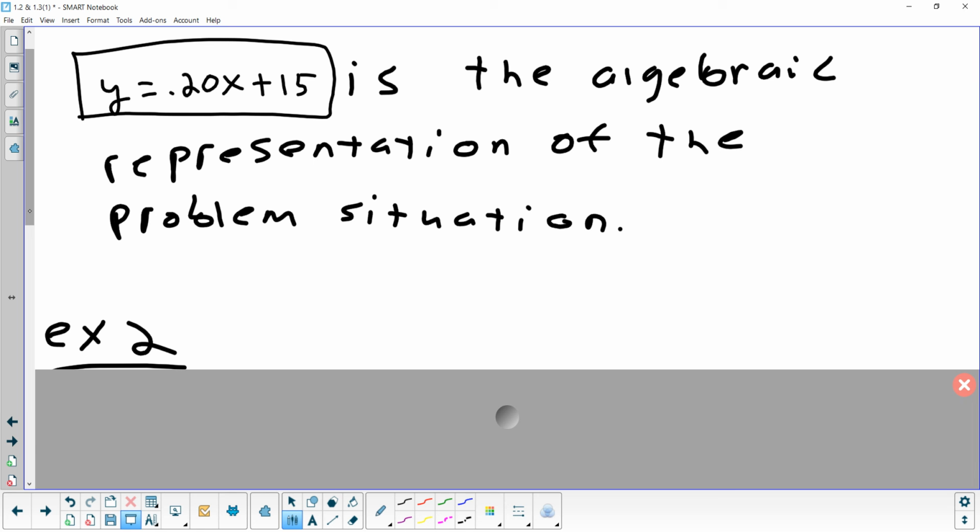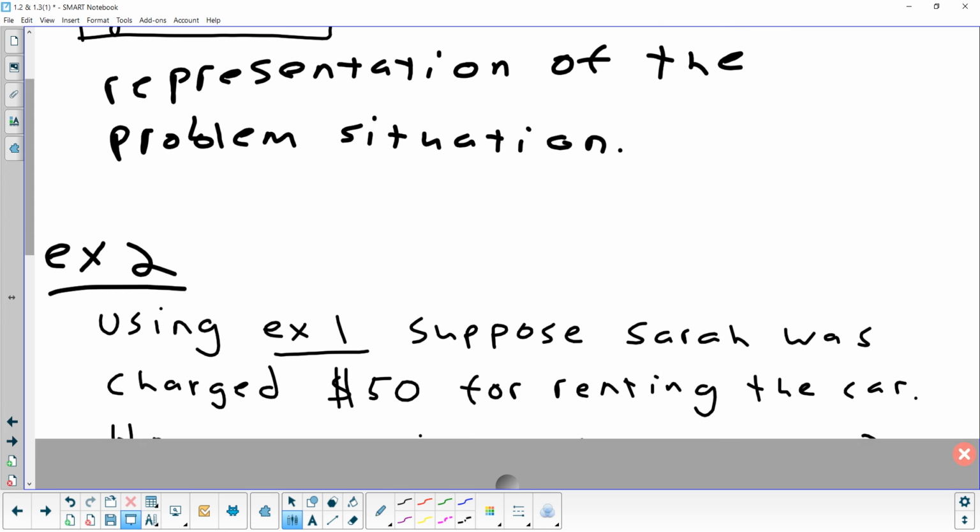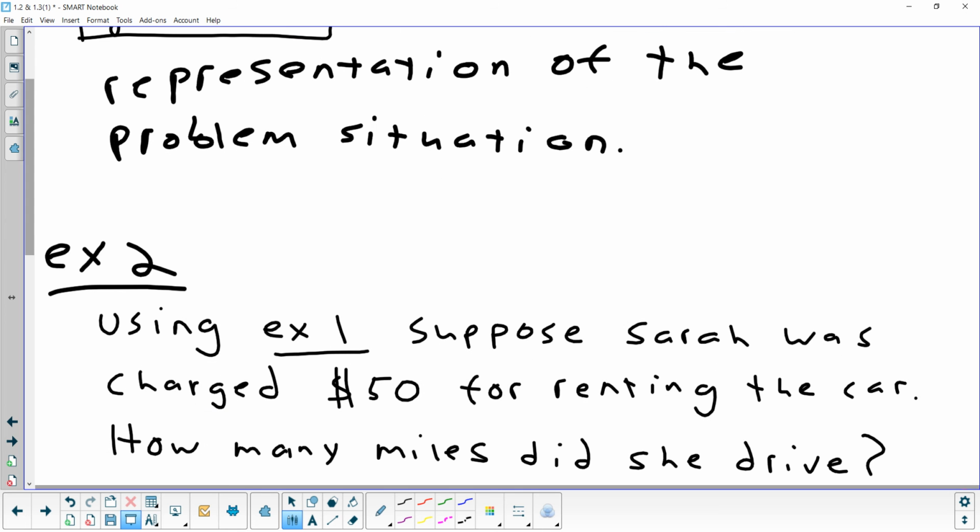So now we're going to do this two ways. We're going to do it one way with algebra, then I'm going to show you how to do something on the calculator. We're going to switch it around. Instead of me telling you how many miles, I want to give you how much she paid, and we'll work backwards to figure out how far she drove the car. So it says, suppose that Sarah was charged $50 to rent the car. How many miles did she drive?